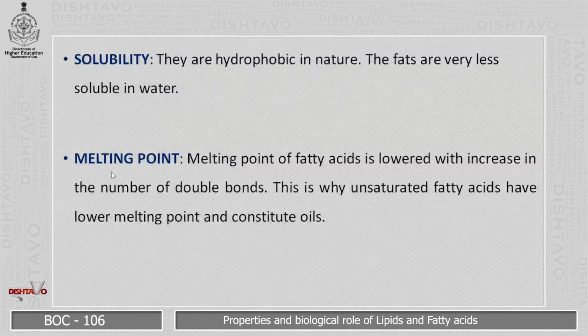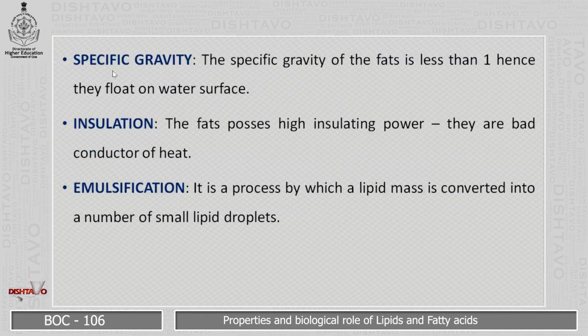Coming to the melting point, the melting point of fatty acids is lowered with an increase in the number of double bonds. This is why unsaturated fatty acids have a lower melting point, and that is why they constitute oils. Specific gravity: the specific gravity of fat is less than 1, hence they float on the surface of water. Insulation: fats possess high insulating power and are bad conductors of heat. Emulsification is a process by which the lipid mass is converted into a number of small lipid droplets.